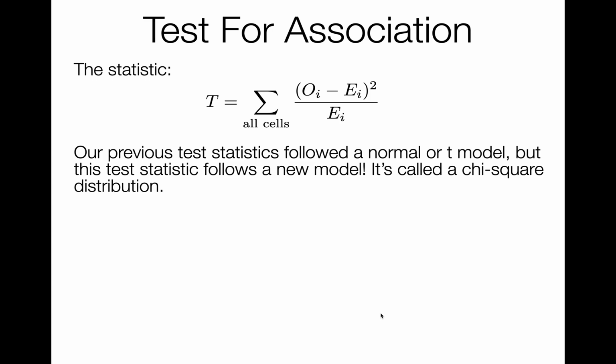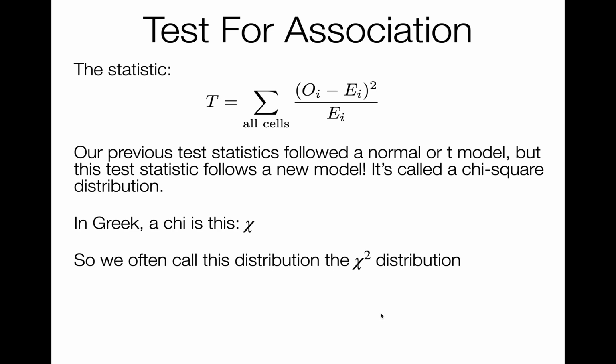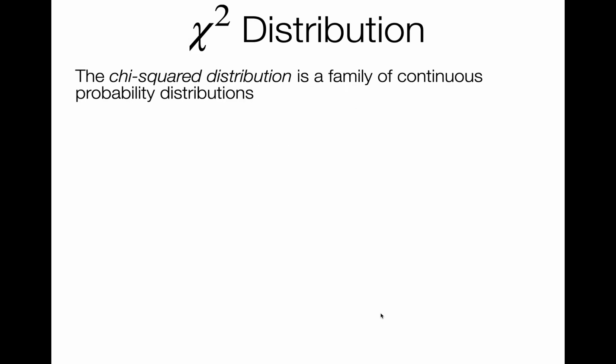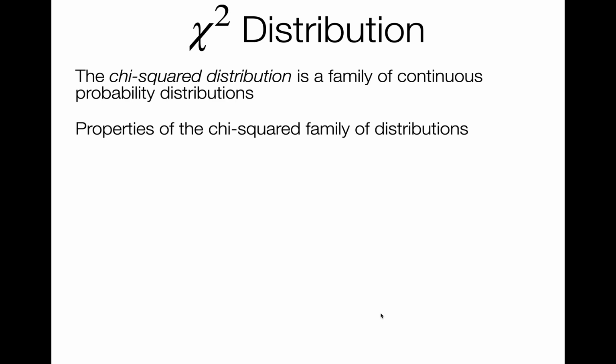It's called the chi-square distribution. In Greek, a chi looks like that, sort of a squiggly x, and so when you see a squiggly x with a squared on top, that's the chi-squared distribution. So some quick notes about the chi-squared distribution. It is a continuous distribution, which we don't really need to worry about.